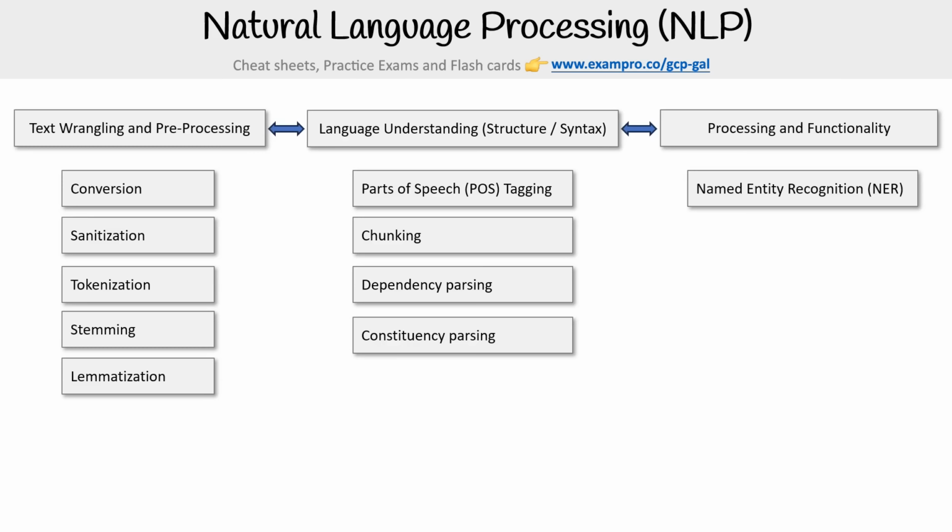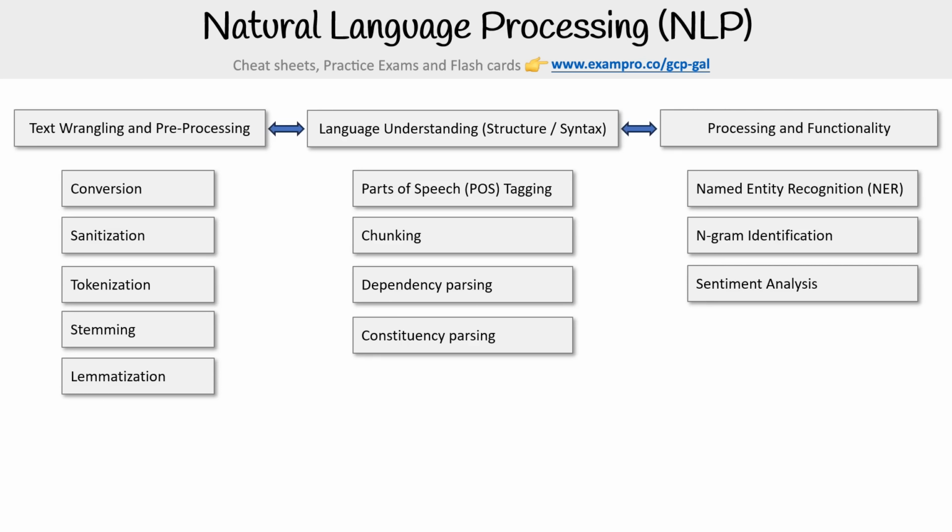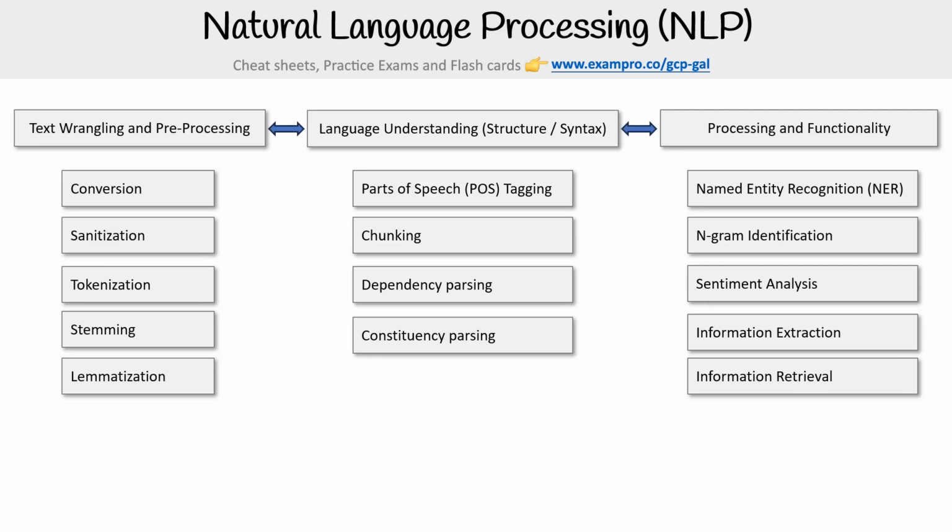Then we have processing functionality. What are we using NLP for? So we have named entity recognition. This is where you have a body of text and it's highlighting important words, like maybe important nouns that it thinks you care about, or things like that, or personally identifiable information. We've got n-grams, sentiment analysis. Is this text positive, negative, happy, sad? Information extraction. What are we trying to get out of a large body of text? Same thing with information retrieval. Question answering. Topic modeling.